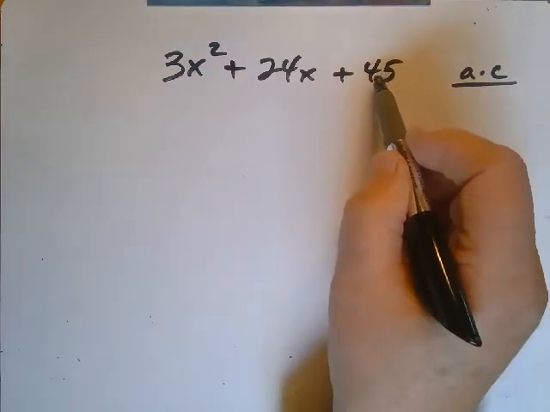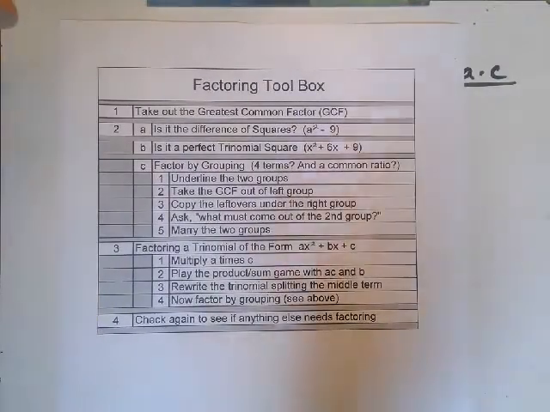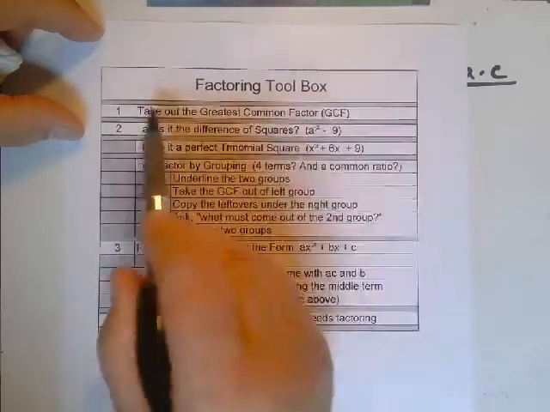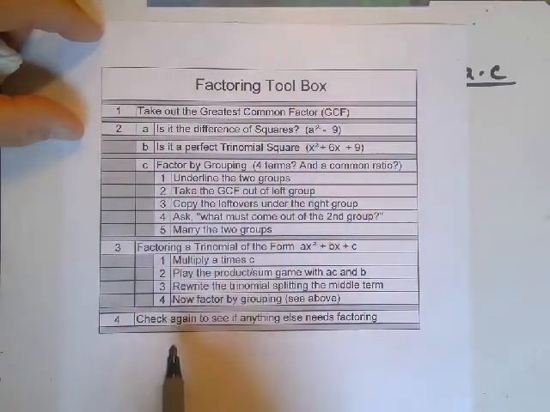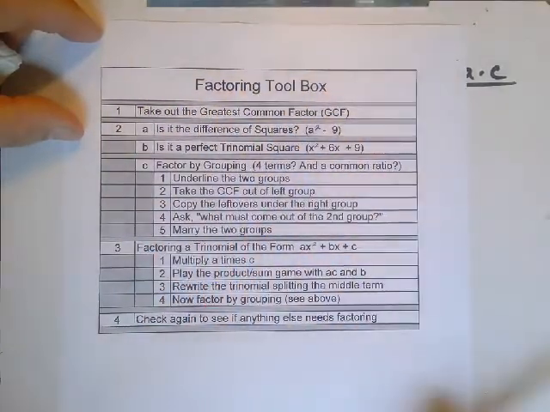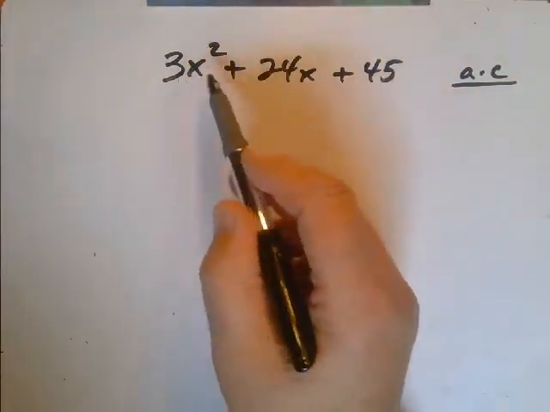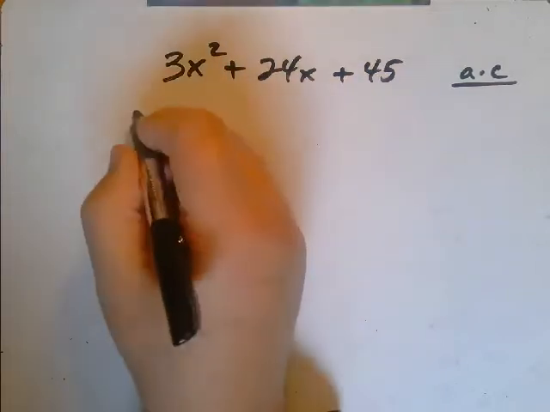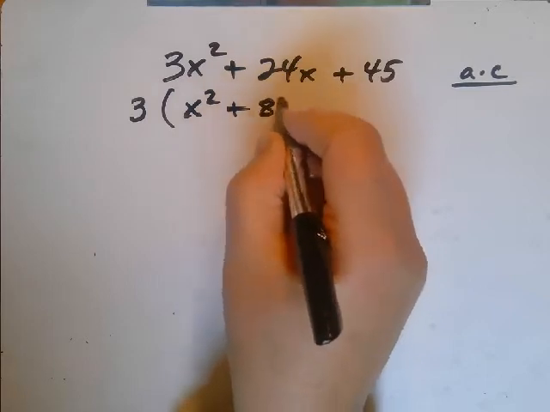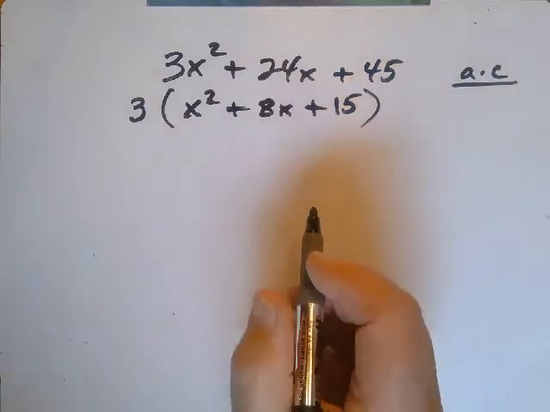In fact, one of the steps on our toolbox is exactly that. You'll notice at the top of our toolbox, number 1 is take out the greatest common factor. I want to try to do that first before I do any of these other steps. And if I look at the problem initially and I see a greatest common factor, I want to take it out, because it's going to make my numbers smaller. Notice that all of these are divisible by 3. So we're going to pull out a 3, and we're left with this. Now these numbers are smaller. It should make our problem easier.